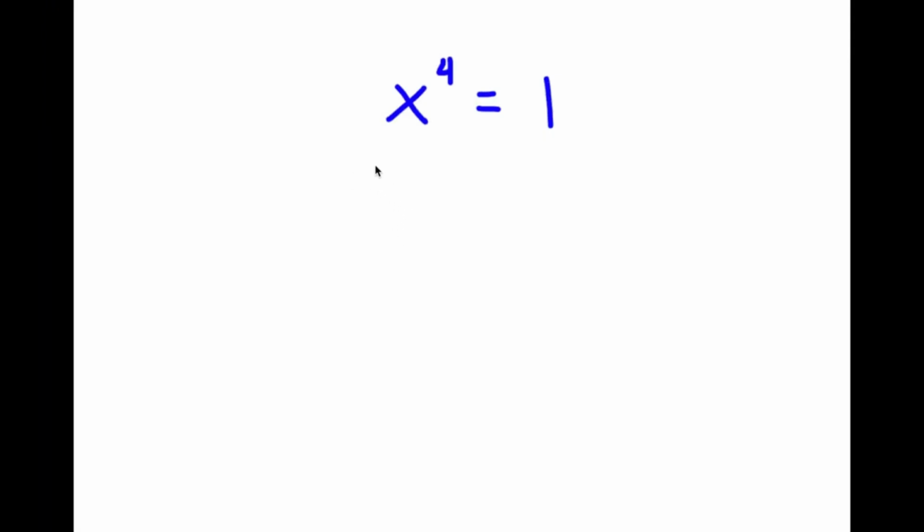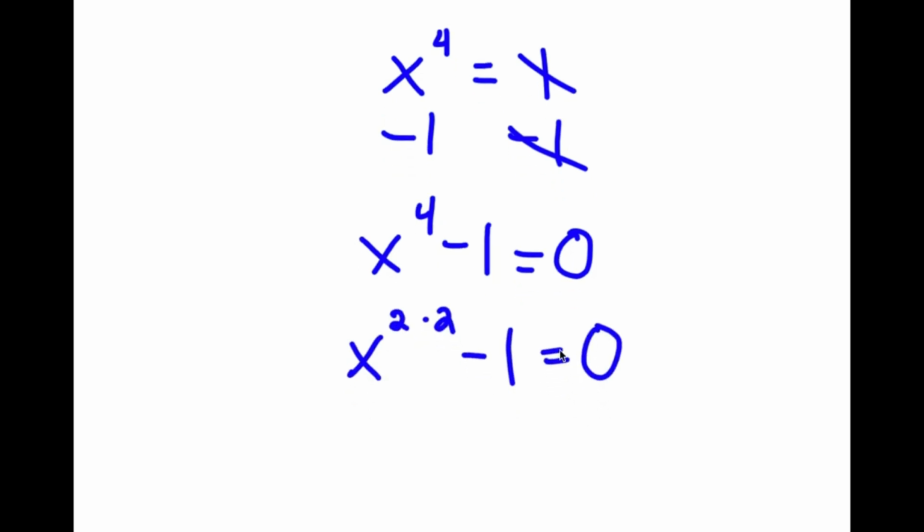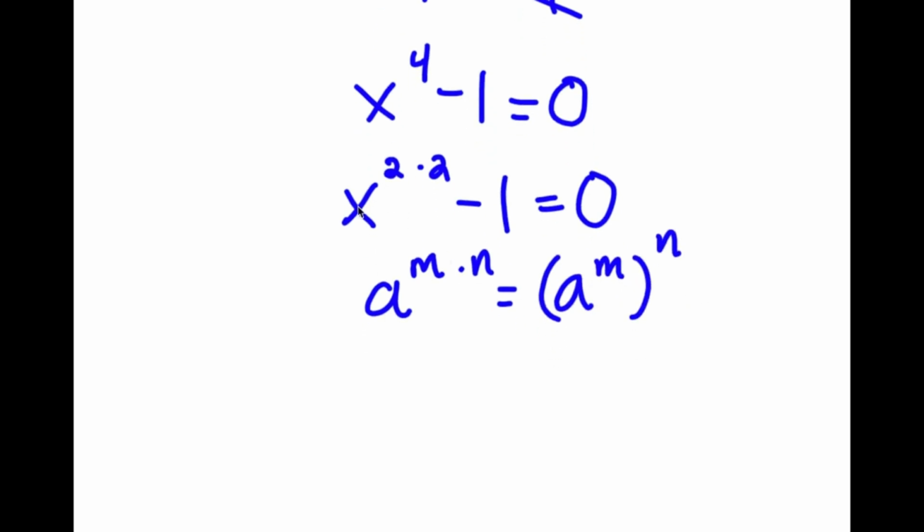Alright, so in this problem, I have x to the power of 4 is equal to 1. So I'm going to first start by subtracting 1 on both sides. So then these two cancel out, and I get x to the power of 4 minus 1 is equal to 0. Now x to the power of 4, I can rewrite this as x to the power of 2 times 2. And if I have something in the form a to the power of m times n, this is equal to a to the power of m, to the power of n. So x to the power of 2 times 2, I can write this as x to the power of 2, to the power of 2.